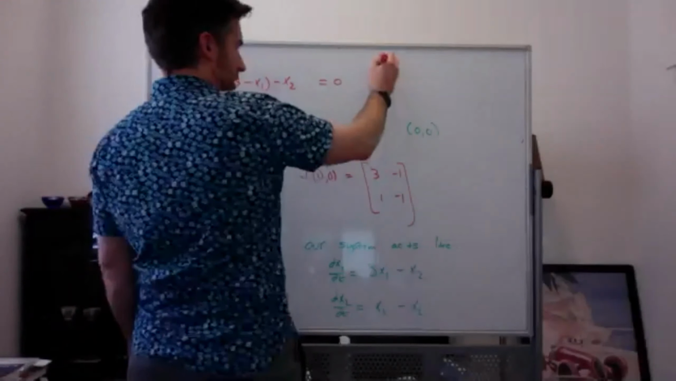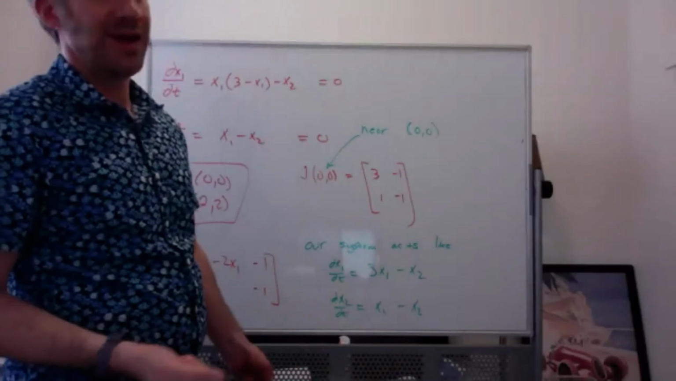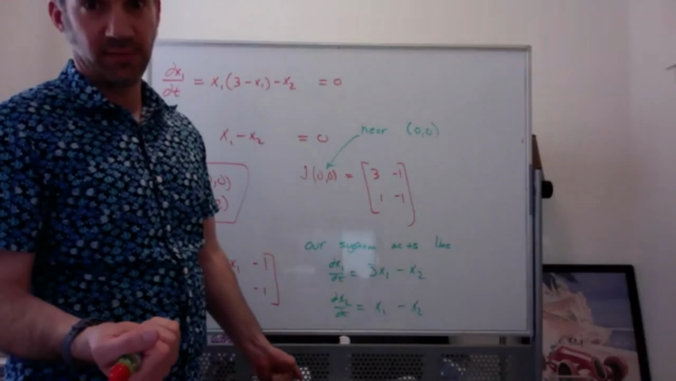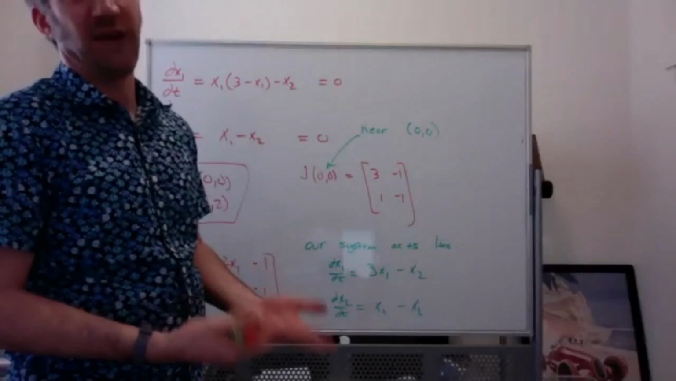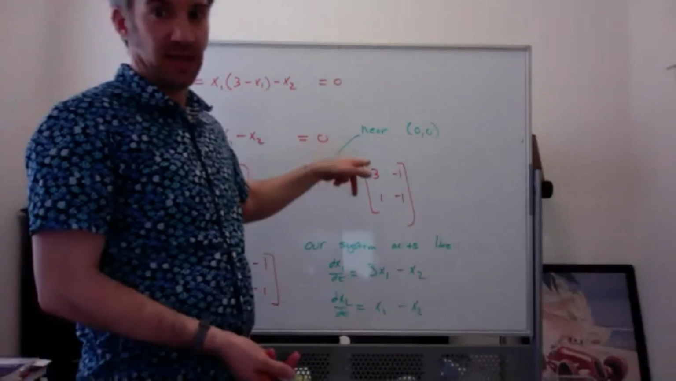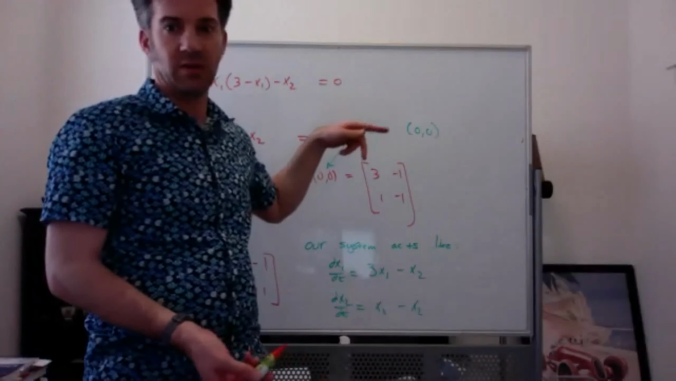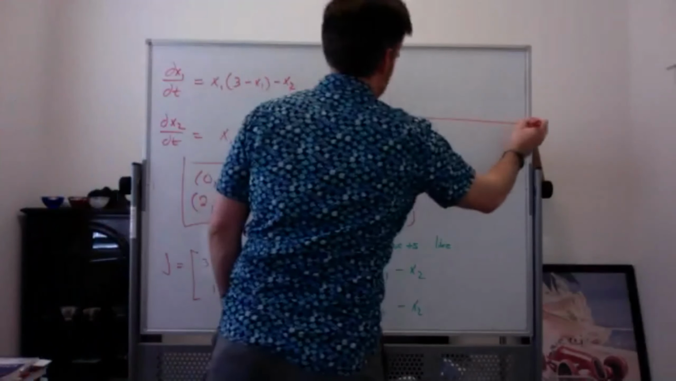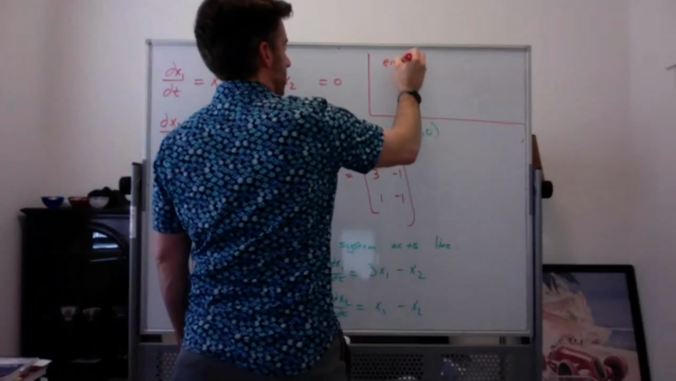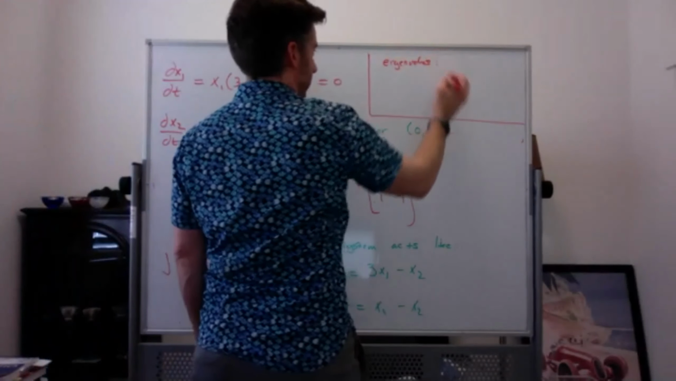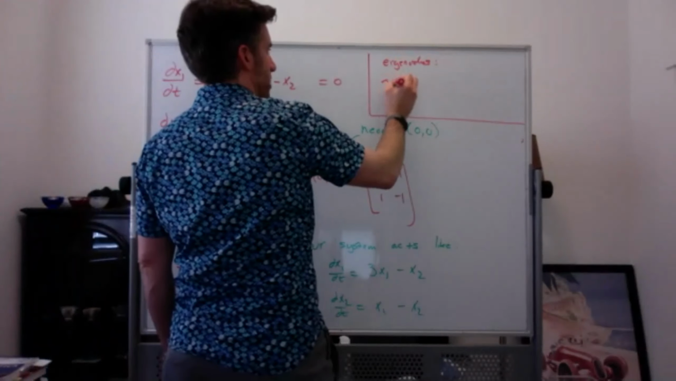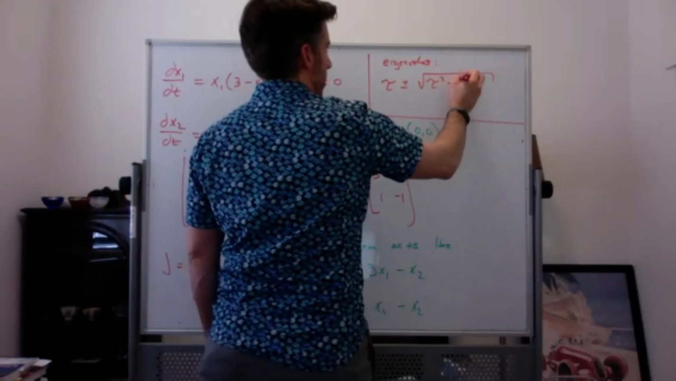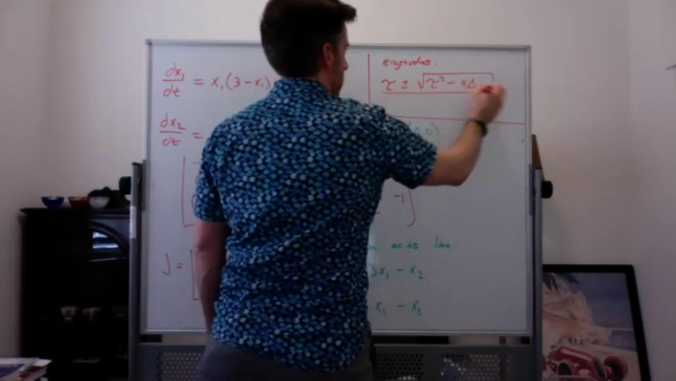So let's see. I do think the trace-determinant method is sometimes a better method. It's just faster than writing out 3 minus lambda times negative 1 minus lambda minus 1 times 1. So I'm going to remind you guys, we can find the eigenvalues, which are given by trace plus or minus the square root of the trace squared minus 4 times the determinant, all over 2.